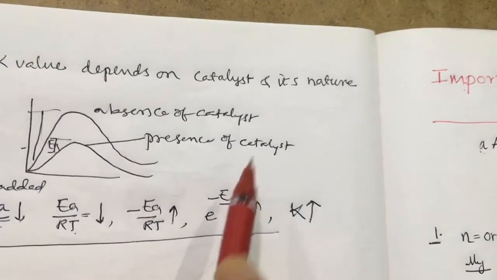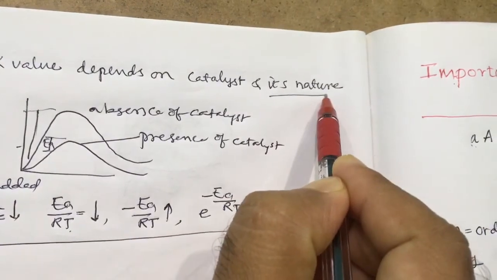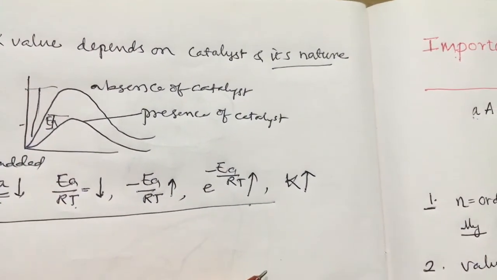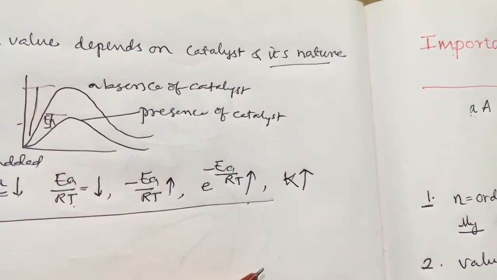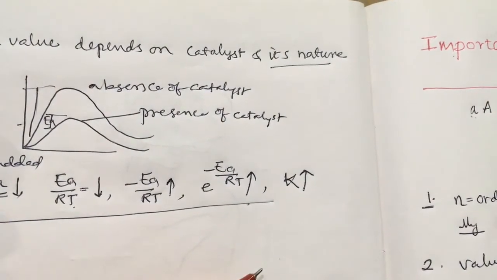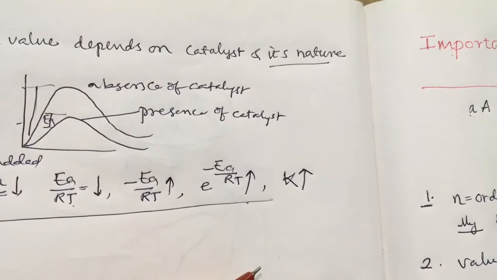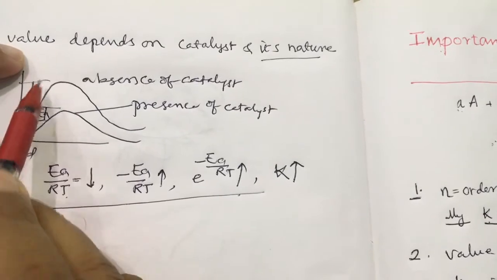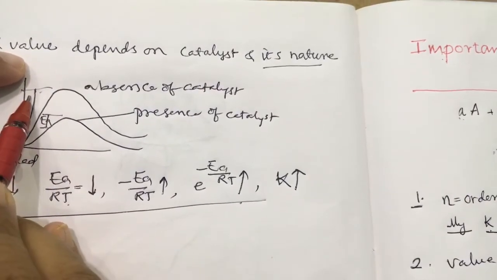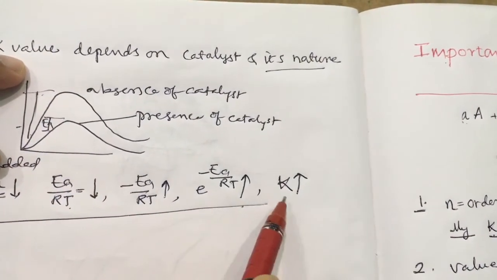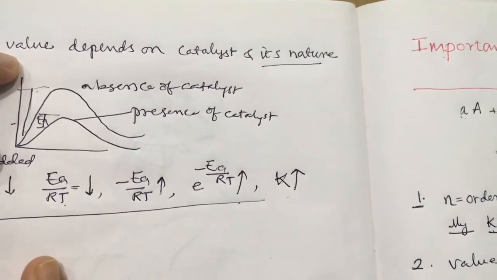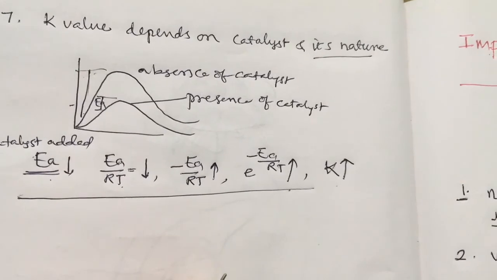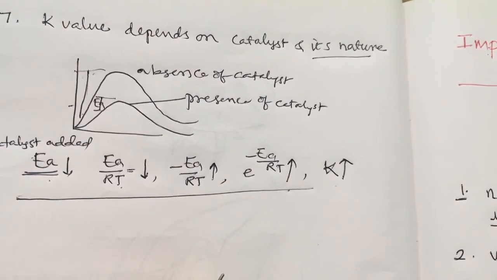But one more point here is the nature of the catalyst. Some catalysts are positive catalysts and some are negative: some increase the rate of reaction, some decrease the rate of reaction. Negative catalysts increase the activation energy. When they increase the activation energy, the K value will decrease. So negative catalysts are there, and positive catalysts are also there. That is why the nature also matters here.